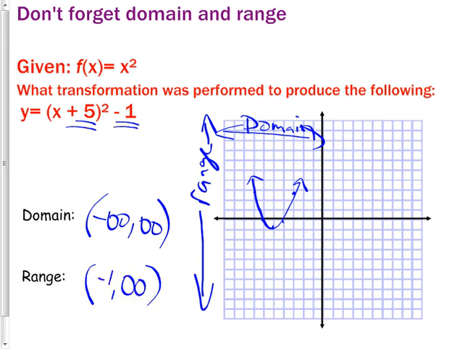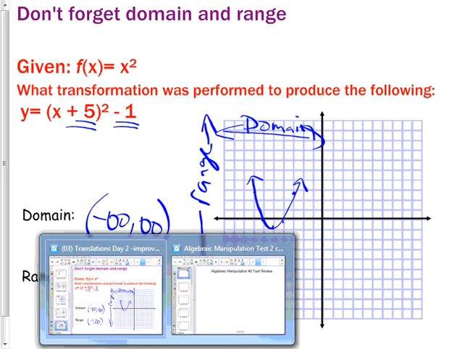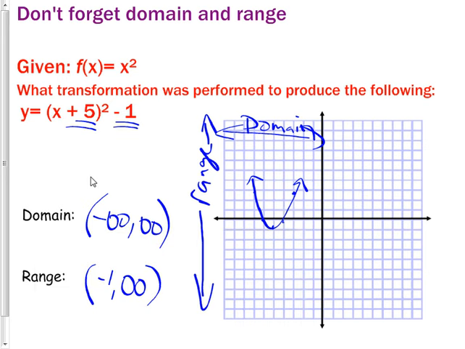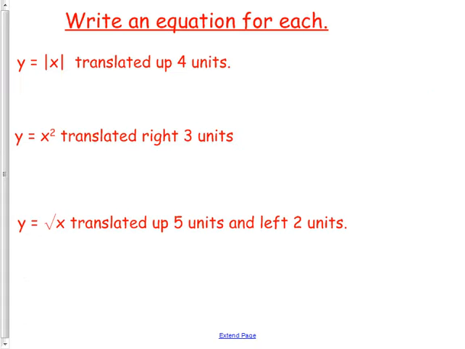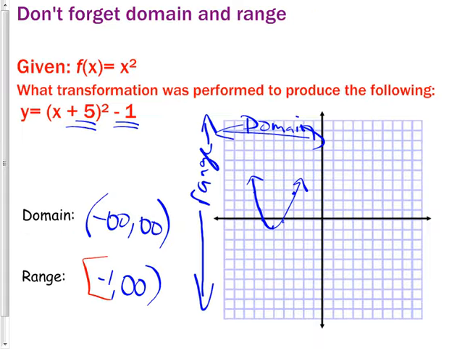And I've done one more little mistake. Anybody notice it? Mr. J. Yes, -1 needs a bracket there because it touches at -1. So this needs to be a bracket. Okay, any questions on domain and range first before we move on?